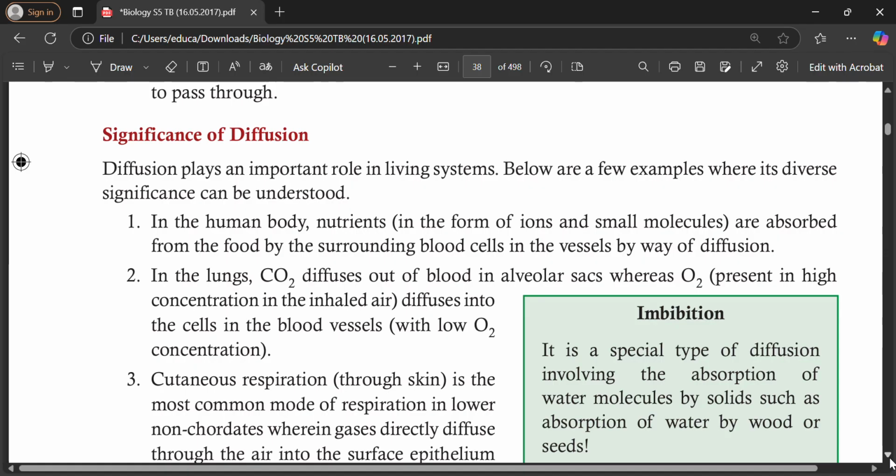In the human body, nutrients in the form of ions and small molecules are absorbed from the food by the surrounding blood cells in the vessels by way of diffusion.